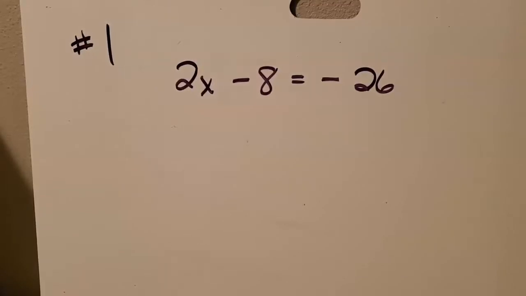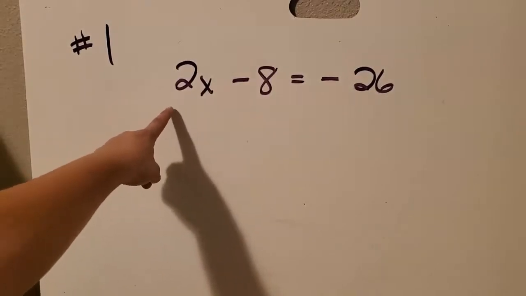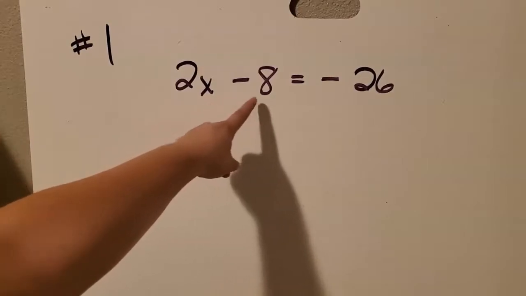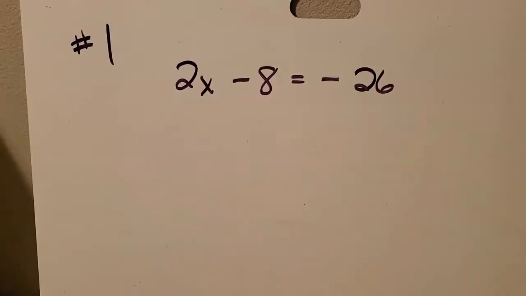The first step from our notes is to get rid of parentheses. We don't have any parentheses, so we can skip number 1. Step 2 says eliminate fractions. We also don't have any fractions, so we can skip that step. Number 3 is combine like terms on each side of your equation. So on the left-hand side, we have one term with our variable and a number. And on the right-hand side, we have one number. So there's nothing we can combine. The last step here is going to be to get your variable alone.